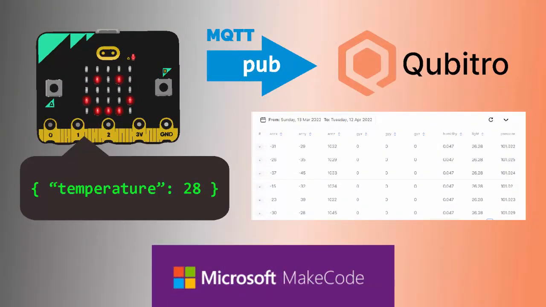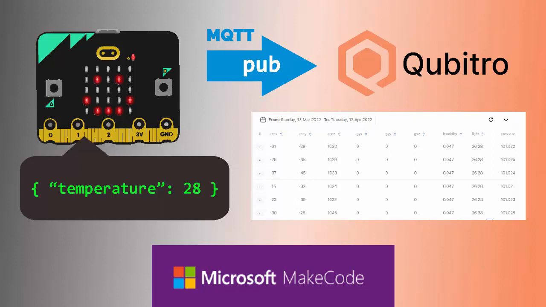In this tutorial, I will show you how to publish sensor readings from BBC micro:bit V2 to Qubitro IoT platform through MQTT protocol. To program my micro:bit, I will use Microsoft MakeCode Online Editor. It's the simplest way to program your BBC micro:bit. Here, you can use block programming, JavaScript, or Python programming language.